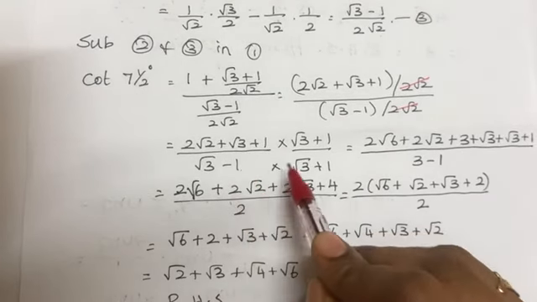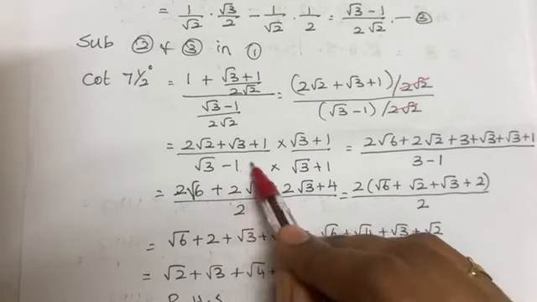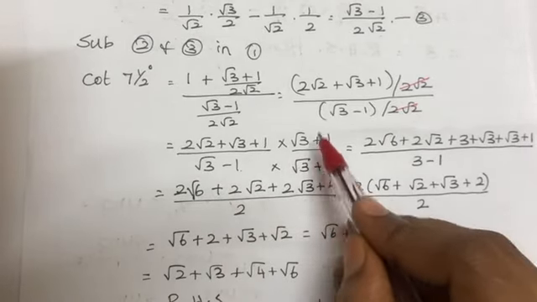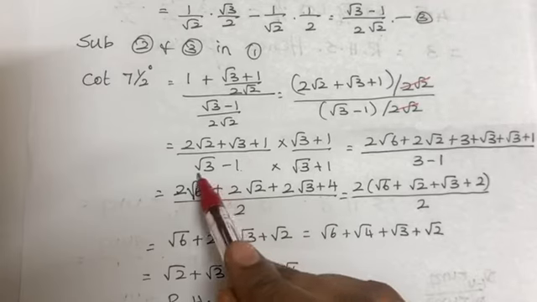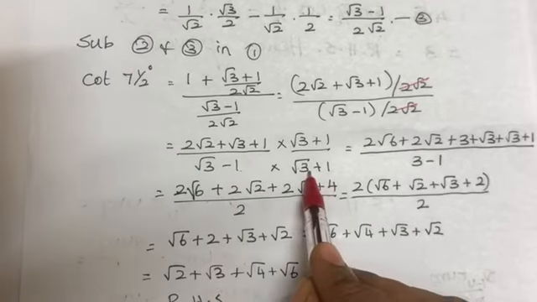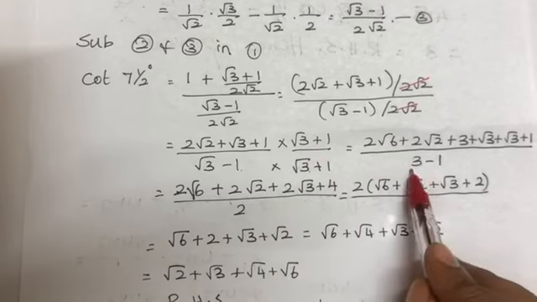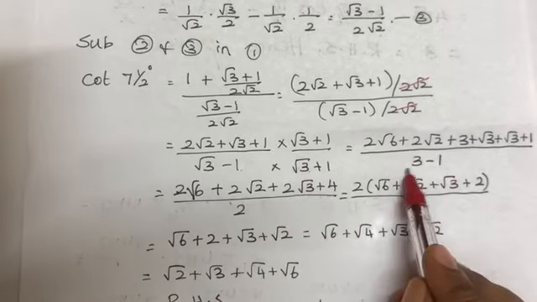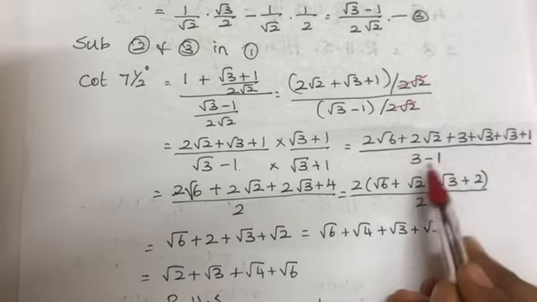Now, I am going to multiply the numerator and denominator by its conjugate. Root 3 minus 1, the conjugate is root 3 plus 1. So, I am multiplying the numerator and denominator by it, root 3 plus 1 by root 3 plus 1. Now, (root 3 minus 1) into (root 3 plus 1): (a plus b) into (a minus b) is a square minus b square. Root 3 square is 3, 1 square is 1. So, 3 minus 1, that is 2.